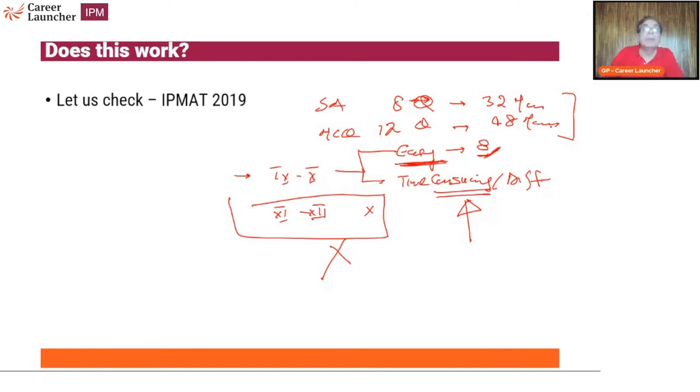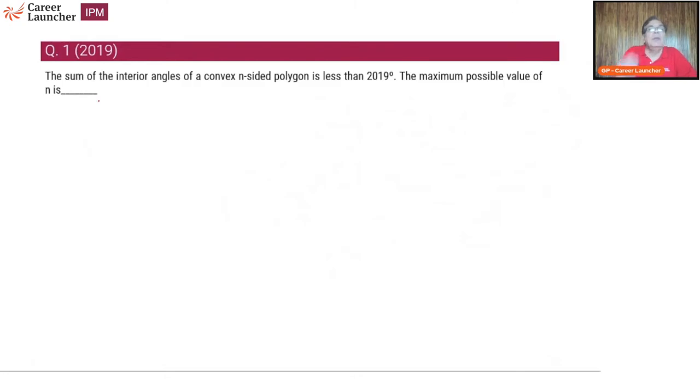IPMAT 2019 paper. First question. Sum of interior angles of a convex n-sided polygon is less than 2019 degrees. Maximum possible value of n. Polygons, interior angles, something you would have studied in 9th, 10th.